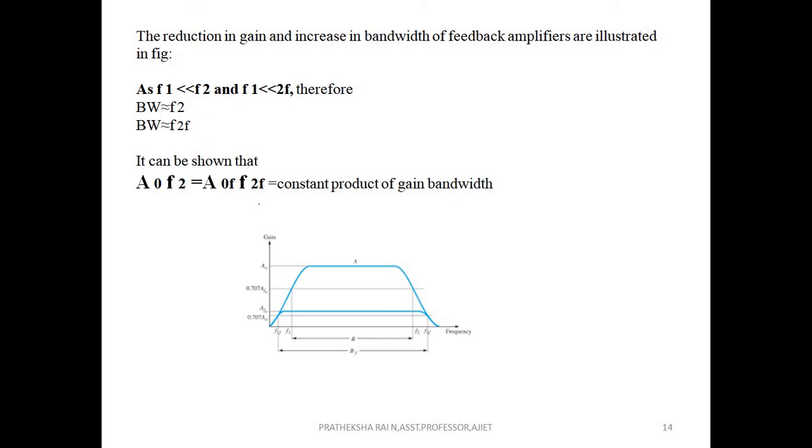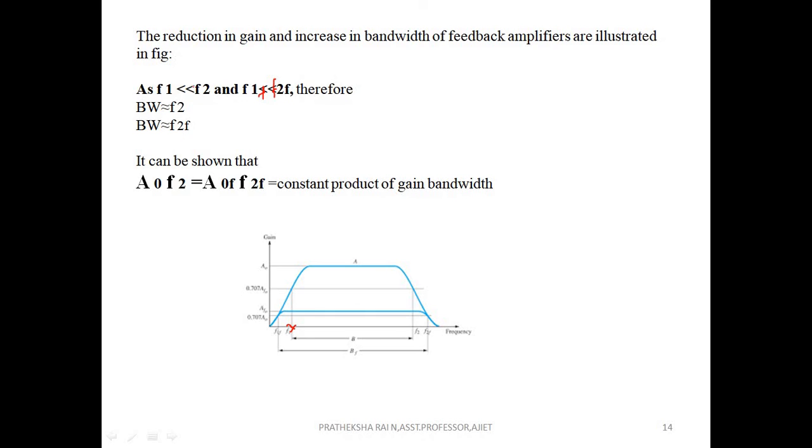Here, the frequency F1 is much lesser than F2, and F1f is much lesser than F2f. Please note that F1f is much lesser than F2f. Therefore, bandwidth is nearly equal to F2 without negative feedback, and bandwidth will be equal to F2f with feedback.